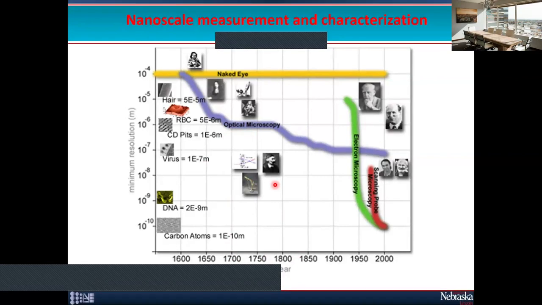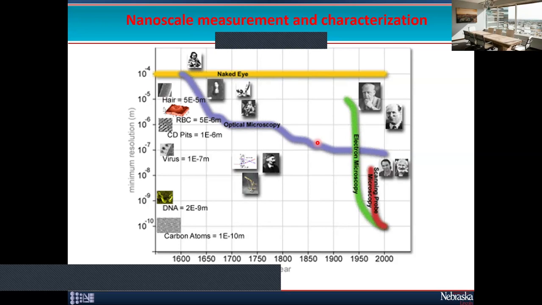And then from 1800, we started to know that light is a wave. Then we could do wavefront engineering in optics, and we could improve. In 100 years, we could improve by a factor of 10. So it's one big jump from understanding physics.